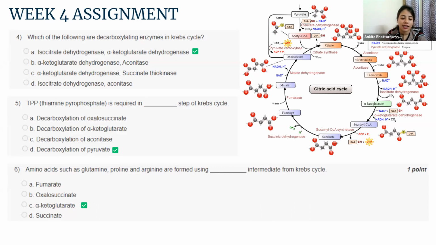Amino acids such as glutamine, proline, and arginine are formed using dash intermediates from the Krebs cycle. This is also a direct question, I believe. You'll be able to see that alpha ketoglutarate, which is produced here, is actually the step from where we get all of these different amino acids. So again, a very, very crucial pathway involved in cellular metabolism.